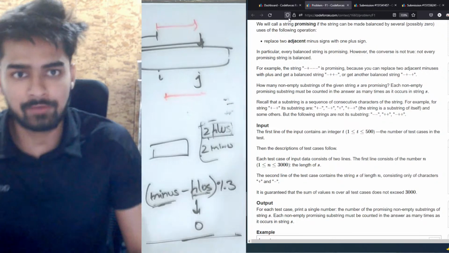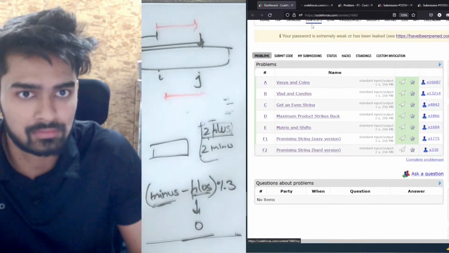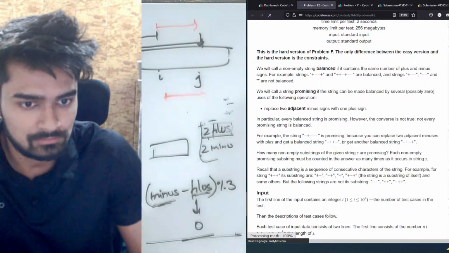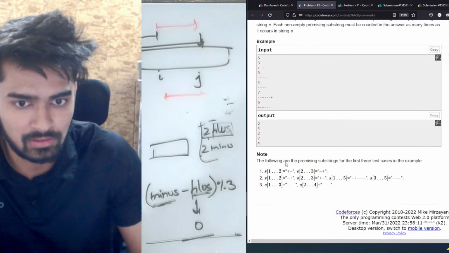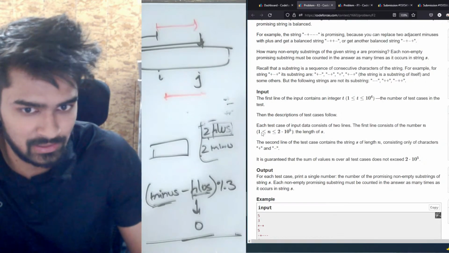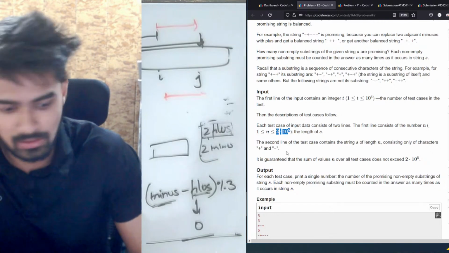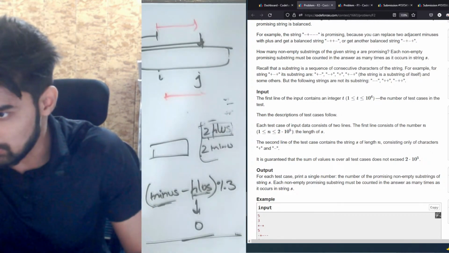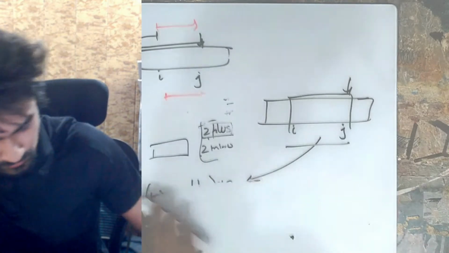Now coming on to F2, if you look at F2, you will see that the constraints are now 10 to the power 5. How to solve this now? Now again, I'll jump back to my board.